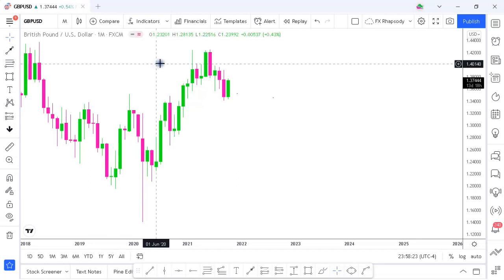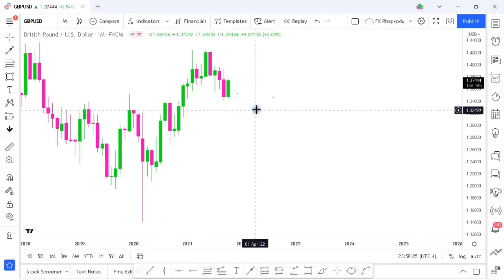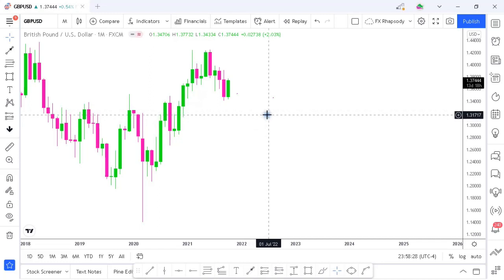Today we will be looking again at the British pound US dollar and also the British pound Japanese yen.